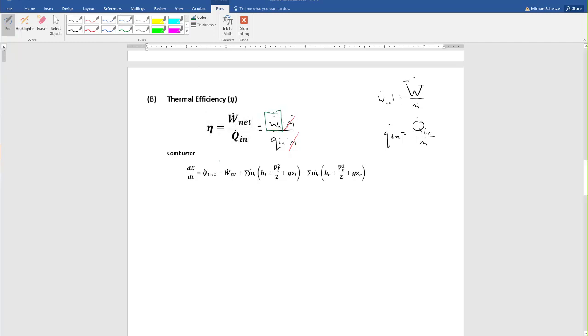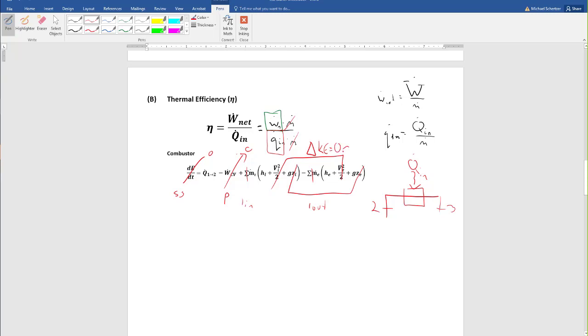So the good news is I already have this; I just did that in part A. It's like the person who wrote the question knew it would be helpful to me. But I need to find Q dot in. In my cycle, Q dot in happened between state 2 and state 3. There's some heat coming in here. So for this component, I'm going to say that it's at steady state, that it's passive, one inlet, one outlet, no kinetic energy change, no potential energy change. Delta KE is approximately equal to 0, and the same for potential energy.